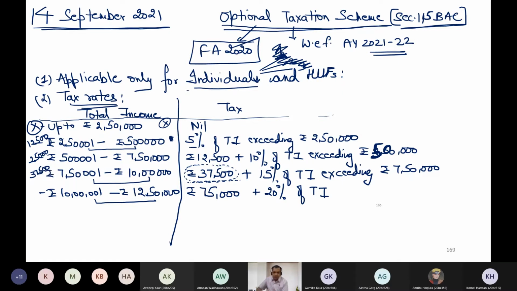Sir, in the third slab, shouldn't it be 50,000, 10% of 5 lakh, instead of 25,000? No. Why 5 lakh? The difference is how much? Oh, yeah, 2 lakh 50. Yes, because we will go by difference. Okay, and 75,000 plus 20% of total income exceeding rupees 10 lakh.